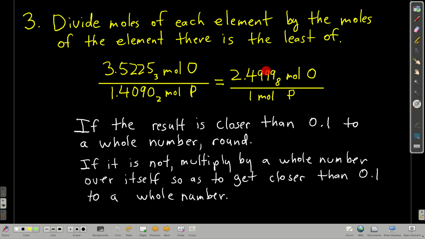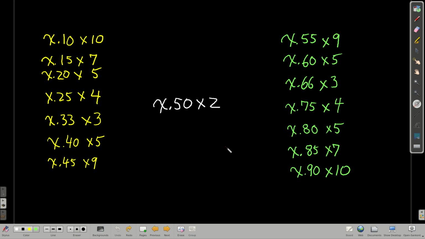Now, we're going to look at this number. If this number is closer than 0.1 to a whole number, we just get to round to that whole number. But if it isn't, as is our case here, then we have to multiply our ratio here by some number over itself so as to make this number closer than 0.1 to a whole number. Here's a table that might help you. You can just put it in your calculator usually and figure it out.